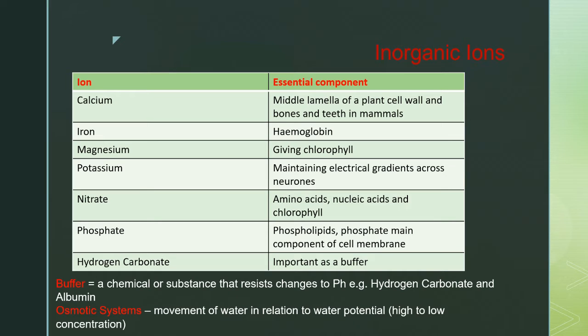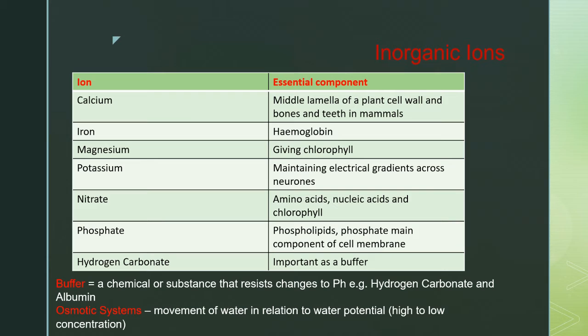Moving on to inorganic ions. In this table you can see a list of all the ions and then an essential component of them. This could be important later on when trying to tie it into a question. So we're just going to go through them. Calcium is an essential component of the middle lamella, in the plant cell wall, and of bones and teeth in mammals. You'll know about the middle lamella of the plant cell wall later on down the line.